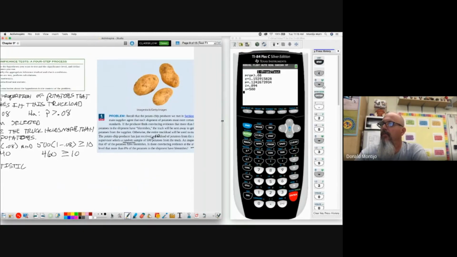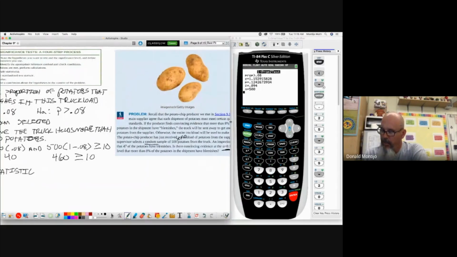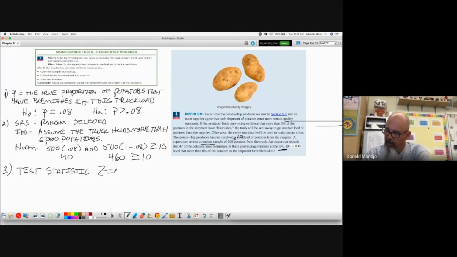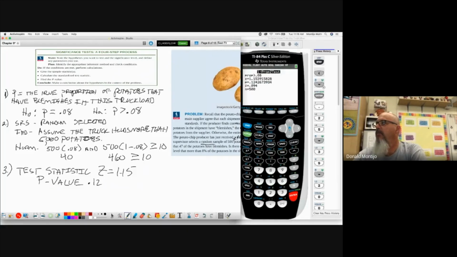So let's make this a little bigger so we can write on here again. So our z-test statistic was 1.15 and a p-value of, I forgot that already. I think it was 0.12 something. Let me take a look real quick here at our p-value, 0.1243.